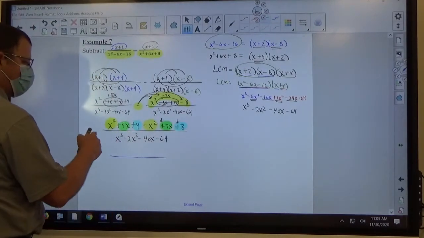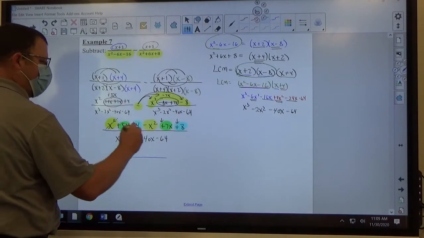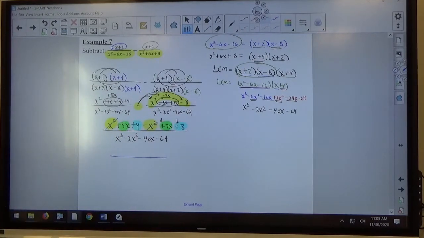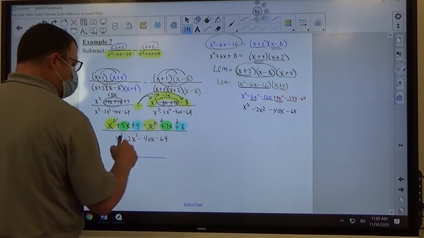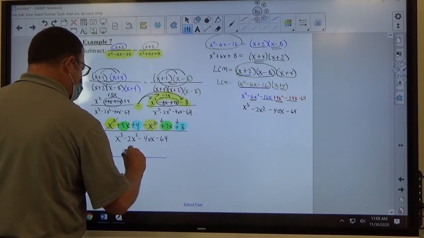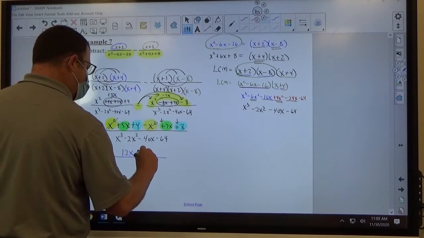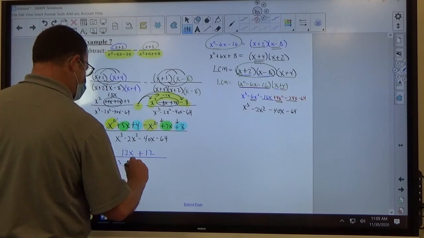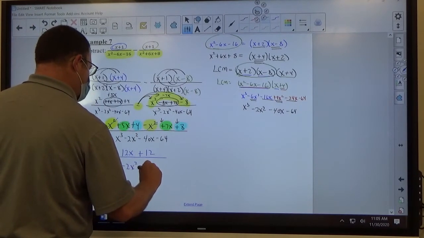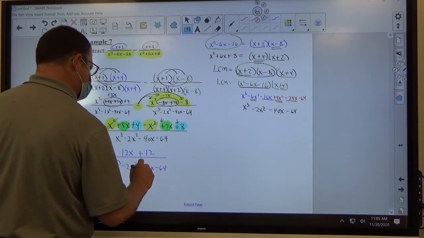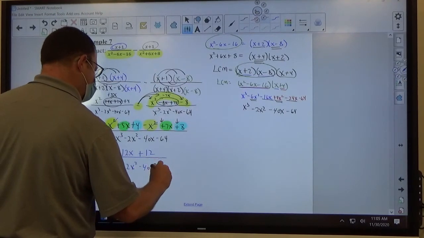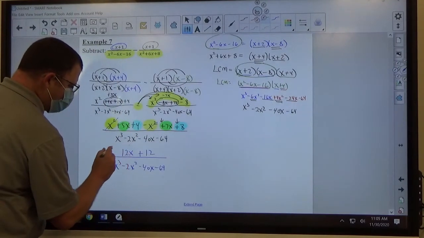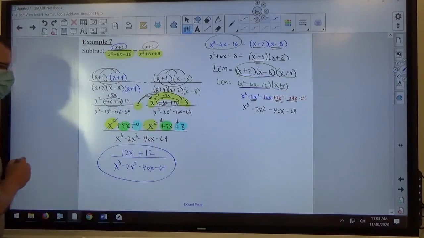For the x squareds, positive x squared, negative x squared cancel. They're opposites. They just go away completely. So x squared is just gone. 5x plus 7x both positive make positive 12x. 4 and 8 both positive make plus 12. All this is going to be over x cubed minus 2x squared minus 40x minus 64. That is the answer as far as we can go.